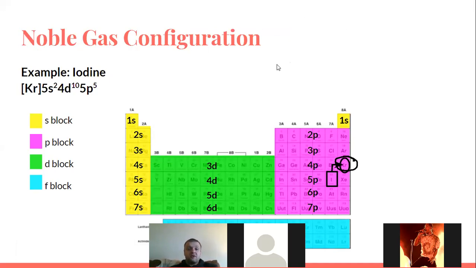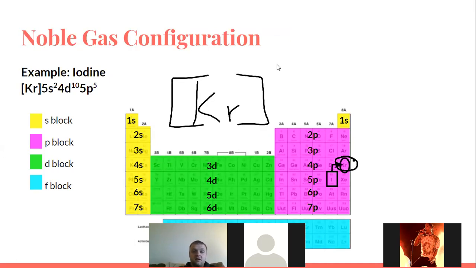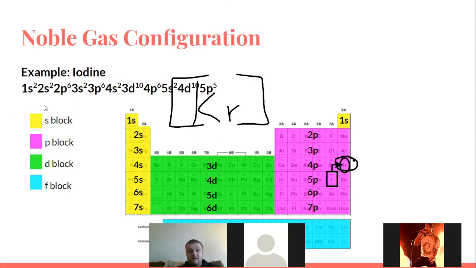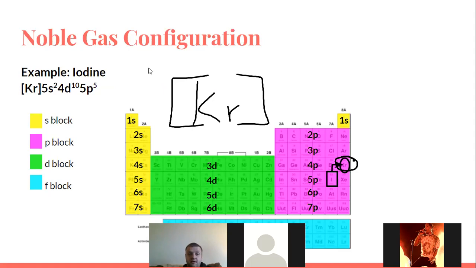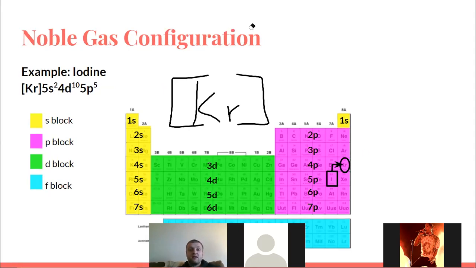And all you're going to do is put that krypton in brackets. What that means is we know 100 million percent that krypton is all the way to 4p6. So we get rid of it. We don't need to write all that stuff. It's a shortcut. Okay? So if you start at krypton, then you just have to go until you hit iodine.